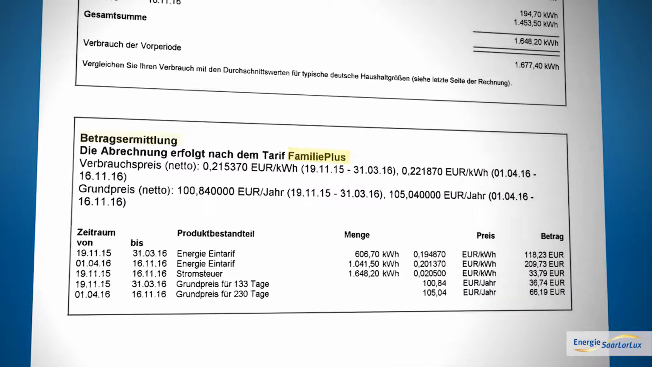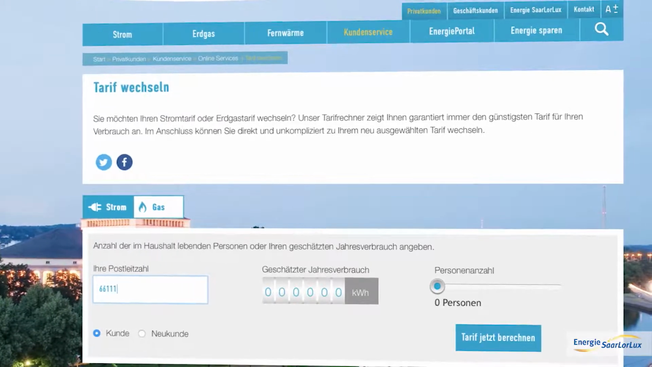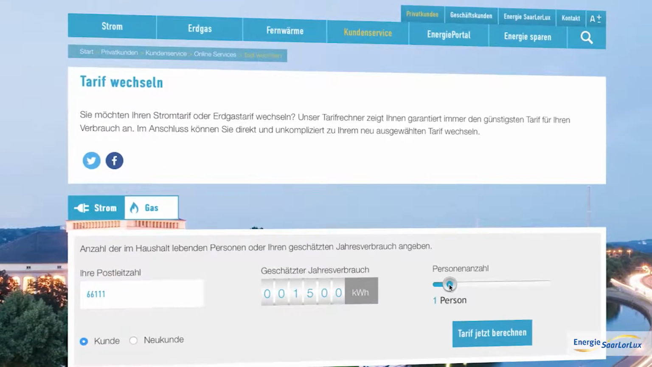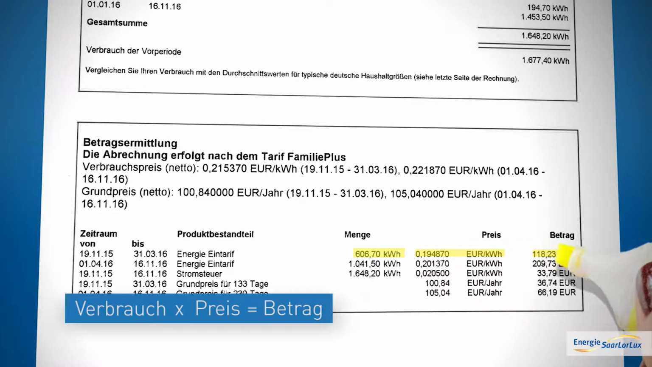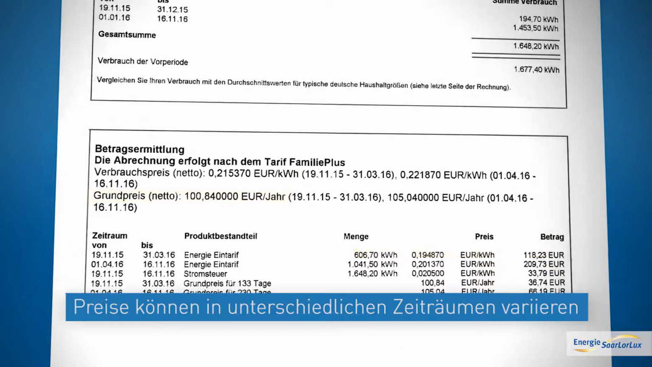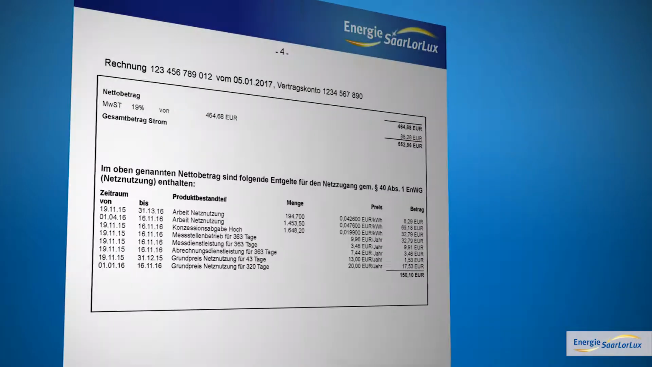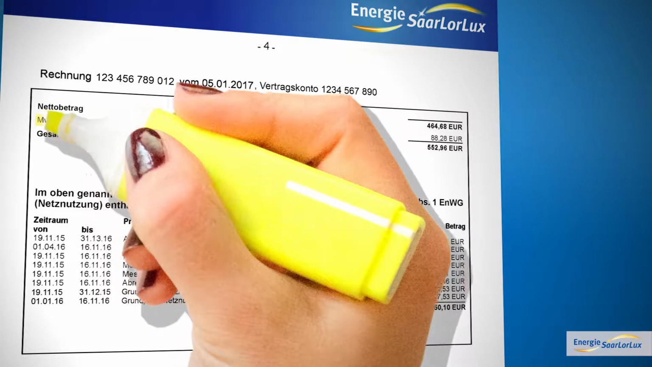To determine which tariff is the best for your individual needs, please use our online tariff calculator on our website. Your consumption is multiplied by the price to yield the amount payable. The base price for grid usage is also added to this. You can find a detailed overview of the pricing for grid usage on page 4. The VAT is then added to this amount.